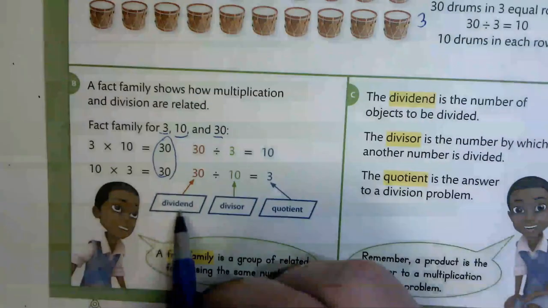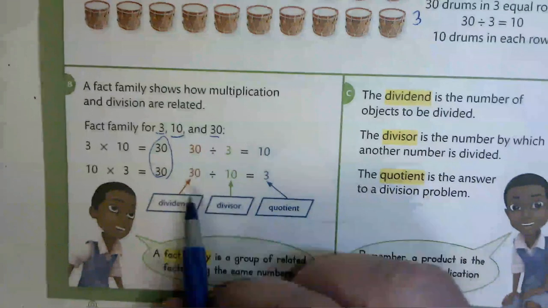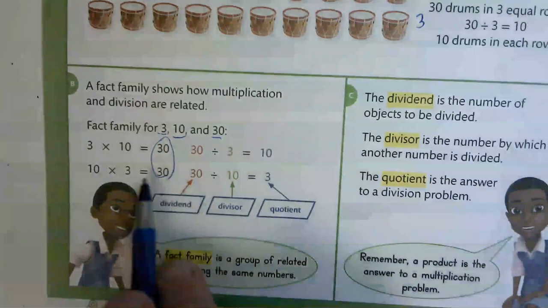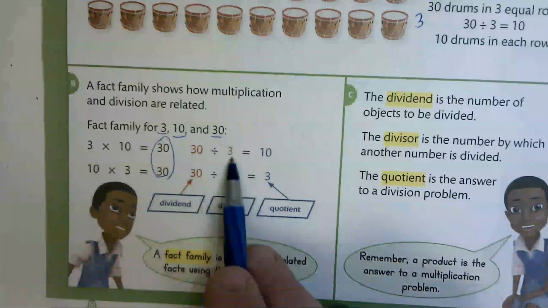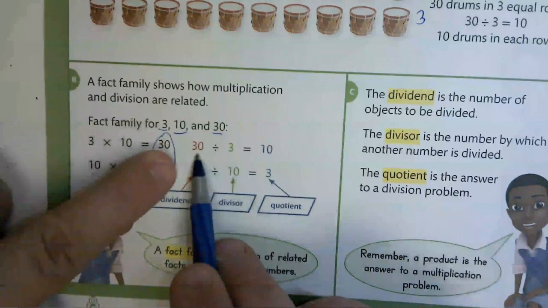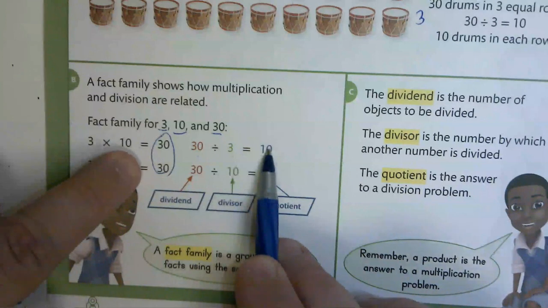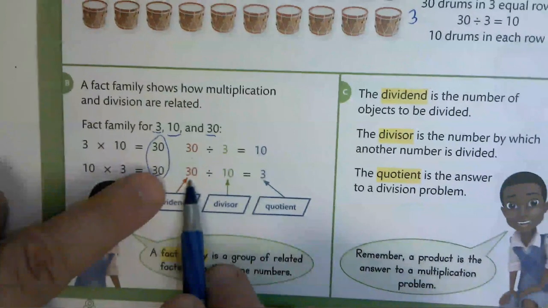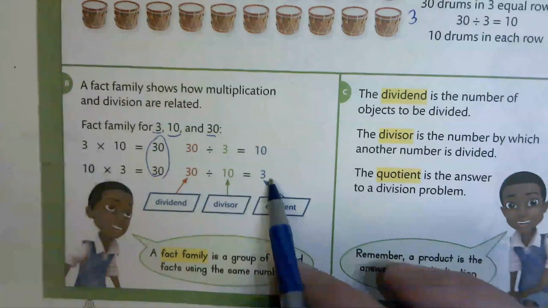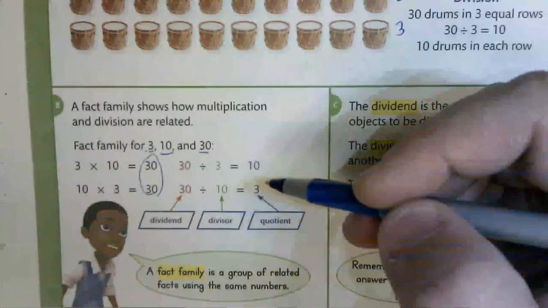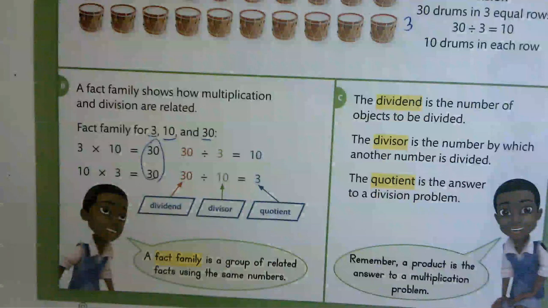So let's see, we use our dividend. So we're using our 30 because that's the largest number. So that's why both of these start with 30. Our divisor, so here we had 3 times 10. Now we're having 30 divided by 3. All right, I used my 30. I'm using my 3. And my answer is 10. Here, I am starting with my 30, dividing by 10, and my quotient is 3. We use those same numbers for our fact family. And all it tells us is we can use those same numbers to solve different types of problems.